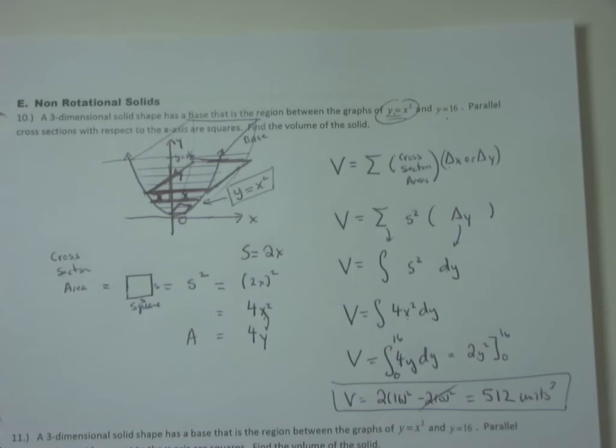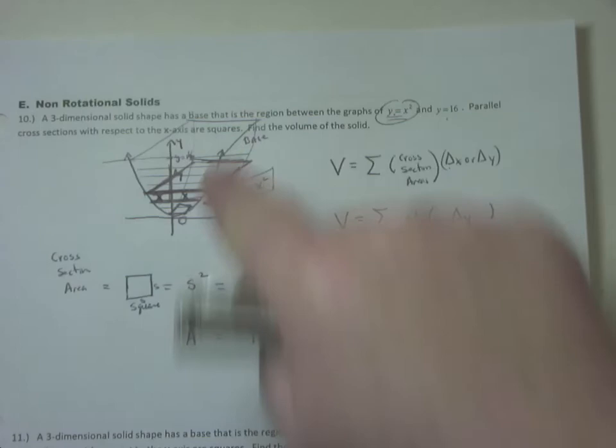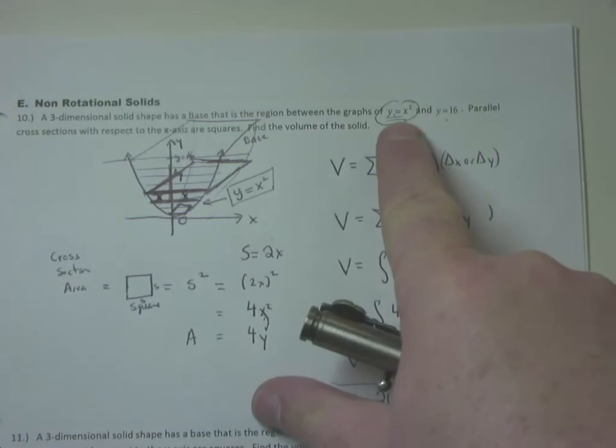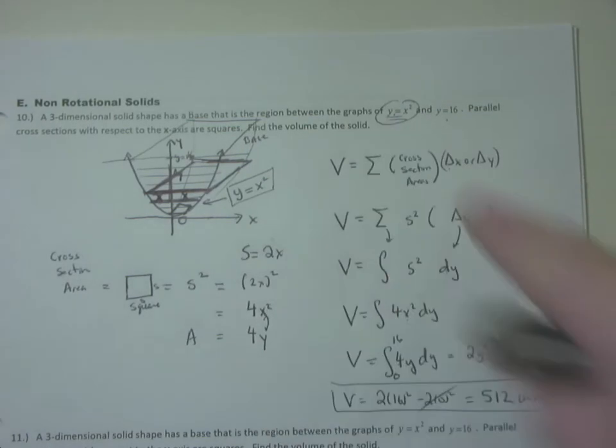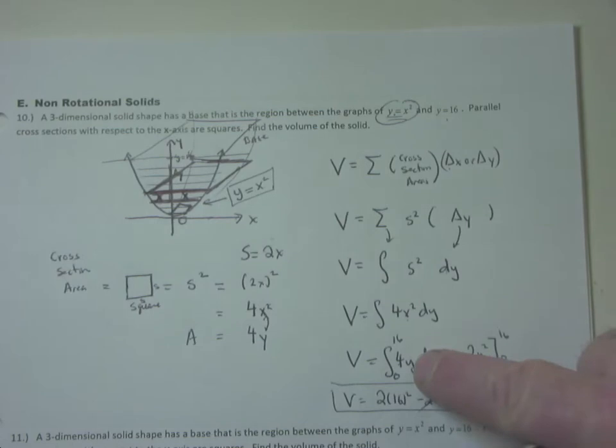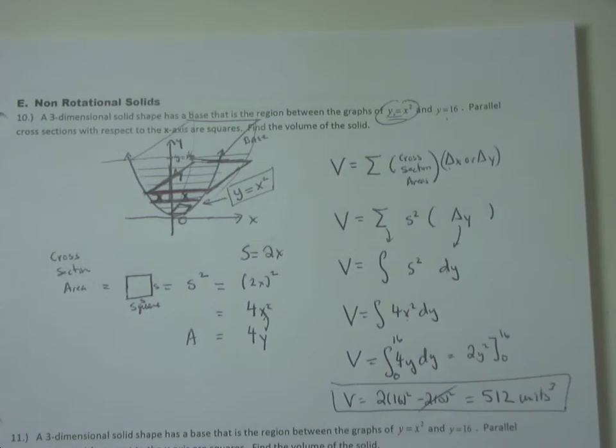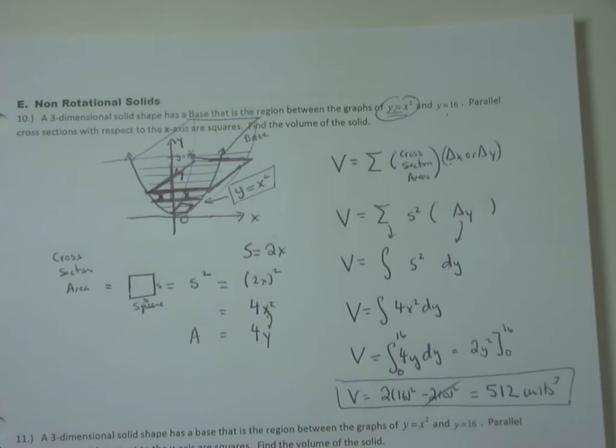They gave me y equals x squared and y equals 16. Y equals x squared is where it's bending at, and that's the equation that converts your variables over. So x squared is actually equal to y. So I get to replace x squared with y, and that sets up my integral. Okay? But now, what does this thing actually look like?